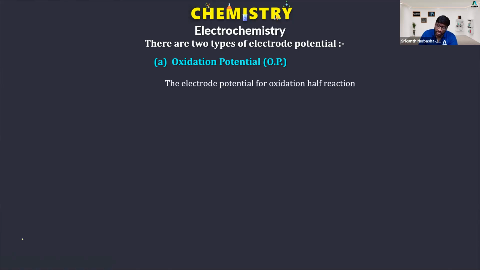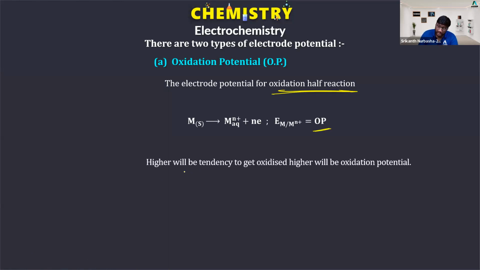So oxidation potential is the electrode potential for oxidation half cell, where the metal from the solid state is converting into metal ions and electrons. This is nothing but oxidation potential. Higher the tendency to get oxidized, higher will be the oxidation potential.